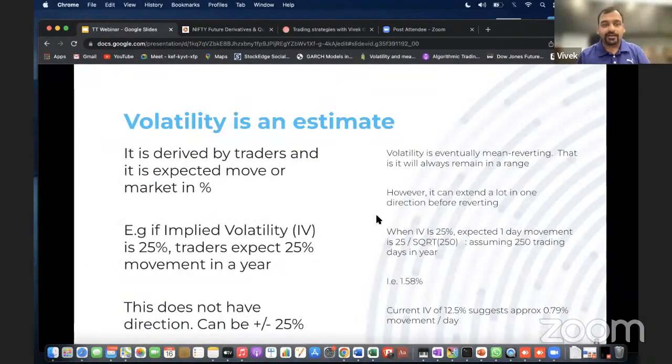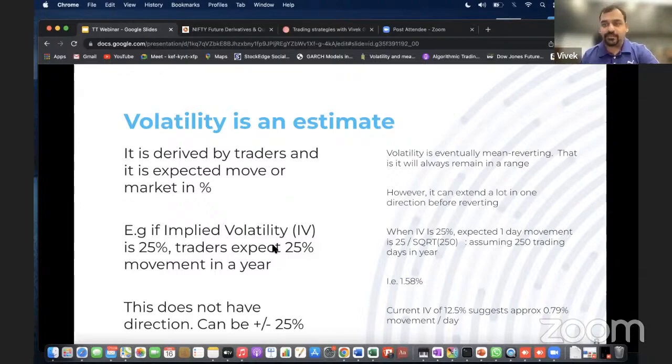So the volatility in the market is an estimate. It is the only unknown variable in the price of the option, in the Black-Scholes formula we use, where you have the strike, the underlying, interest rate, time to expiry, and volatility. So volatility is that factor which is an estimate. It's derived by the traders, and it depends on how much of a move we expect to happen in the market.